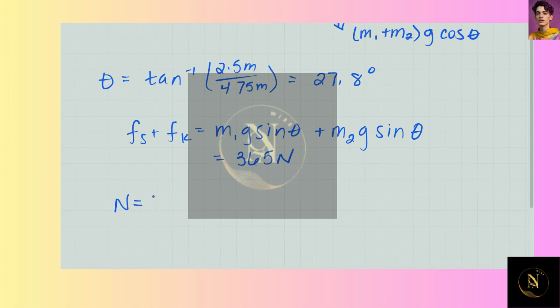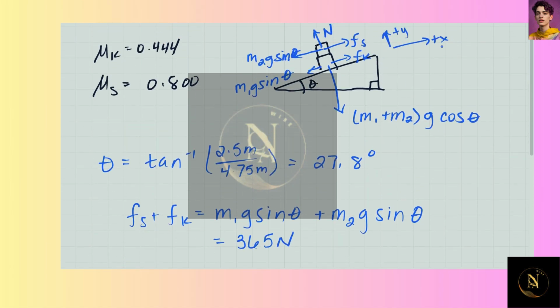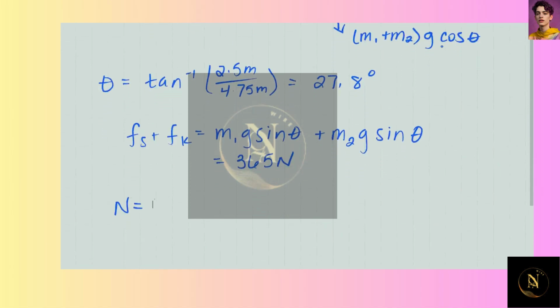So since we know this, we can find the normal force. The normal force is m1 plus m2 g cosine of theta, since it's opposite. So it's not moving in the y direction, so the acceleration is equal to 0. So the normal force is equal to 694 newtons.